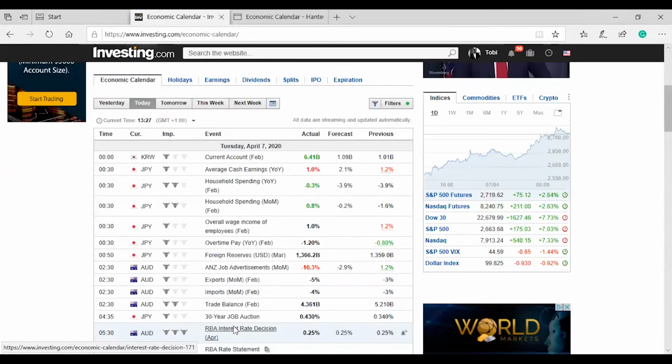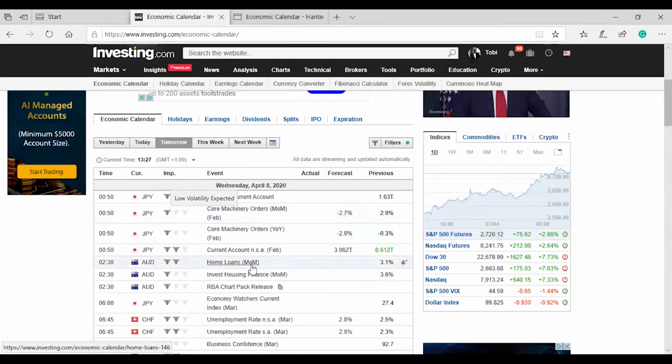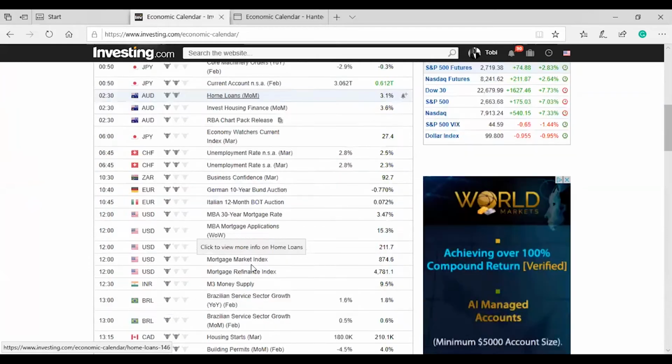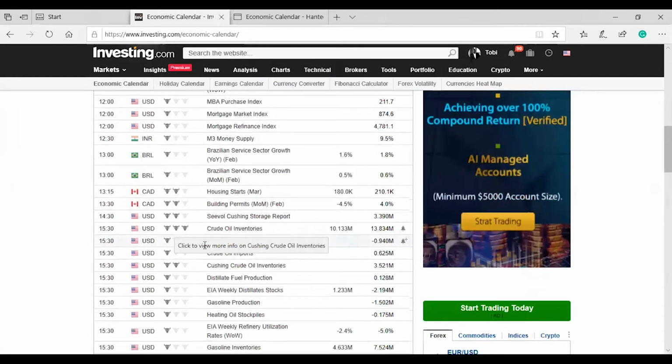I can then look at, okay, tomorrow, what is happening tomorrow? So again, what I'm trying to get everybody to understand is that when it comes to trading, before we even get to the charts, yes, we have to understand, as I mentioned, where we are going. This is a very good way of us understanding where we are going.